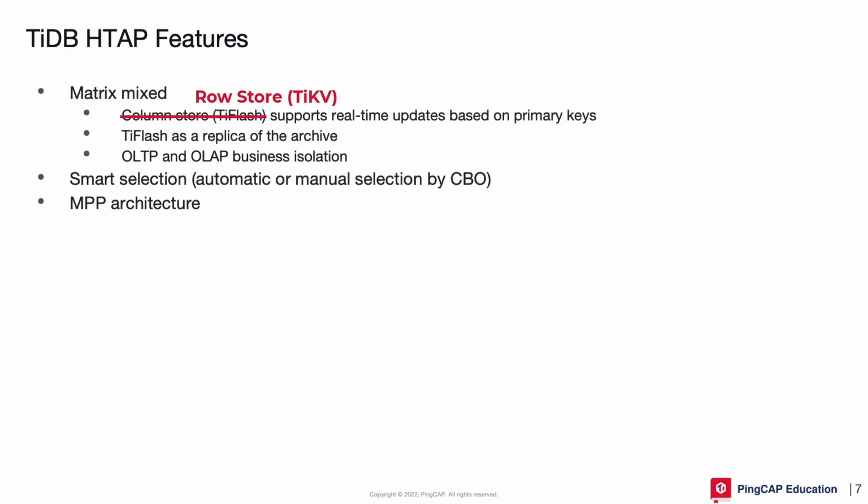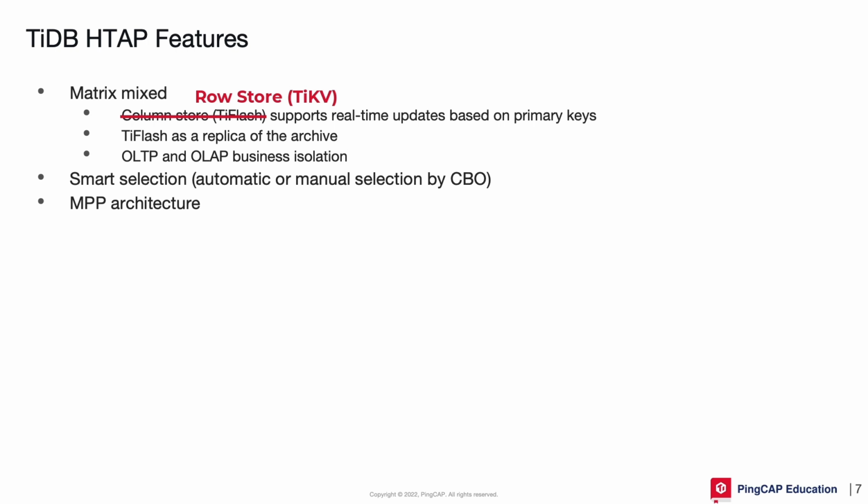First, TiDB via TiKV and TiFlash components have both row store and column store. Row store TiKV supports real-time updates based on primary keys. TiFlash is a replica of the data stored in TiKV. OLTP processing is isolated from OLAP processing. Second, smart selection. In a complex environment which combines point queries and range scanning, the cost-based optimizer effectively chooses where to send queries, TiKV or TiFlash.